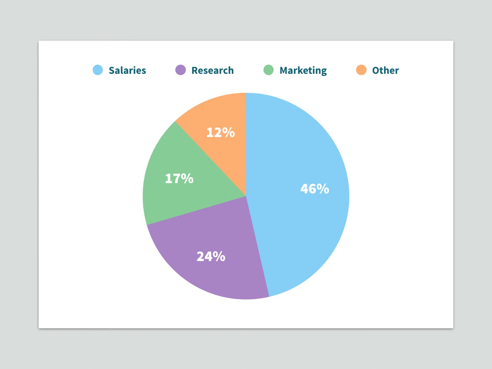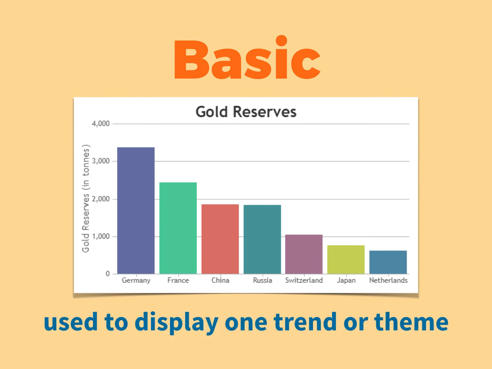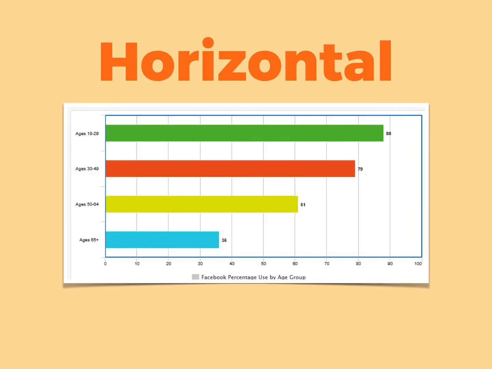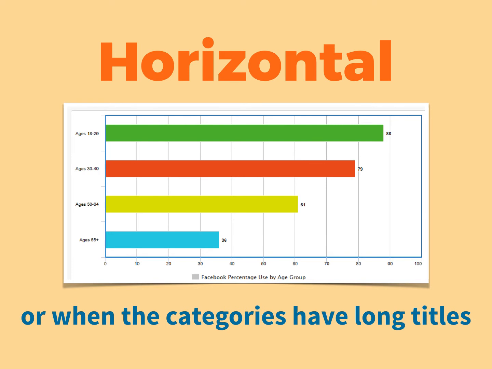There are a few different kinds of bar chart that we might use, so we're going to look at those quickly now. The first is a basic bar chart, and we use this when we have one trend or one set of data that we want to display. We also have a horizontal chart, which works exactly the same as the basic chart, but the bars run horizontally rather than vertically. And we might do this if we have a lot of categories that we want to show, because it will make it easier to fit the chart on the page, or if some of the categories have very long titles.